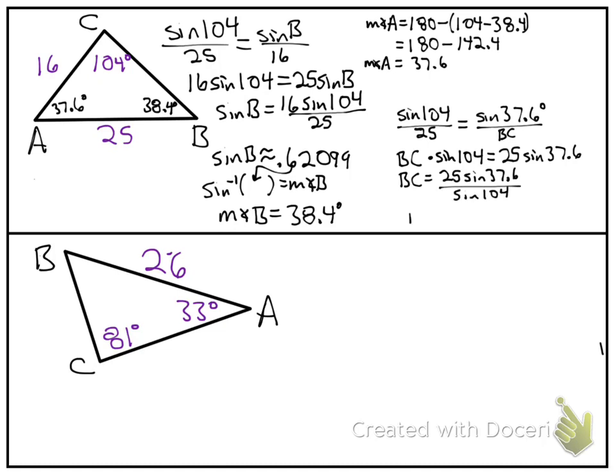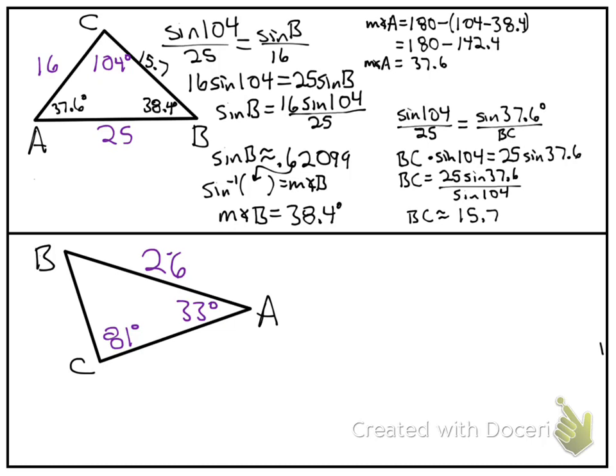This is going to go in my calculator: 25 sine of 37.6 divided by sine of 104, and we get about 15.7 as our side, which goes right there. Check, make sure things are in the right place. The largest side is opposite the largest angle, the smallest side the smallest angle, so we're in good shape. So that was a side-side-angle problem solved with law of sines.